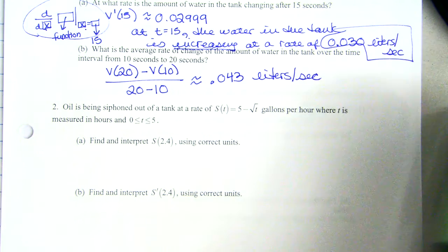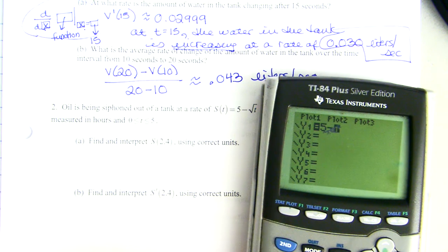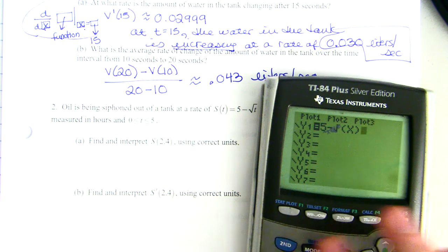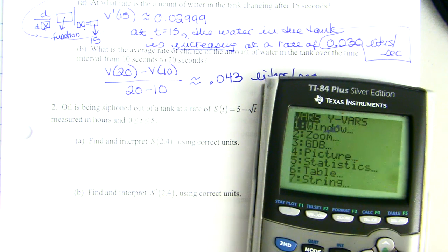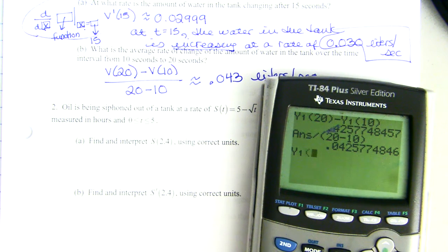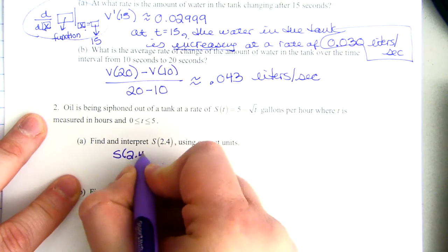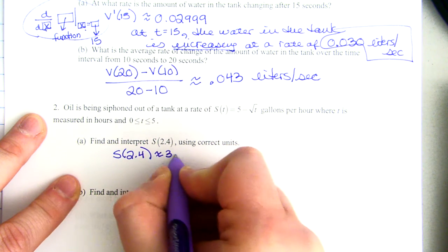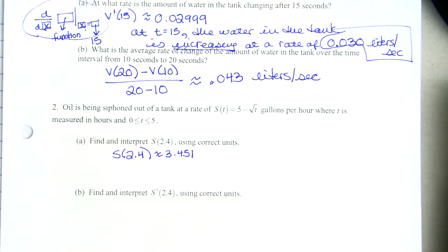Okay, so I'm going to store that in my calculator under y1. I'm going to say 5 minus the square root of x. Just using x rather than t, it doesn't really matter. And to evaluate s of 2.4, I'm going to go to y variables, y1, and in parentheses, say 2.4. I'm getting about 3.451. S of 2.4 is about 3.451. Here's where it gets a little bit strange.